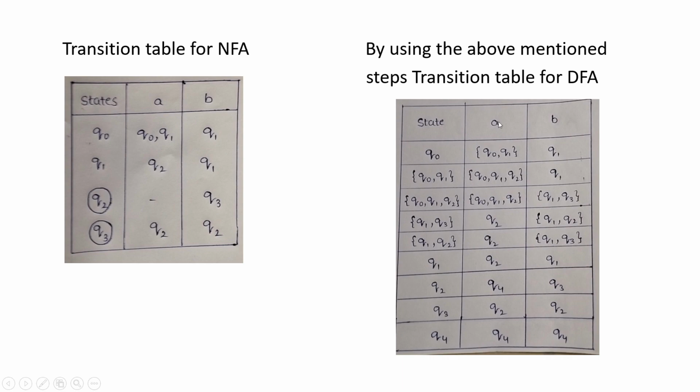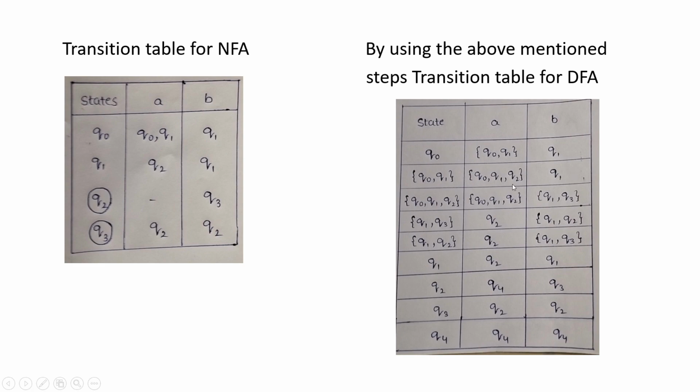Next, if I give input A to Q0 and Q1, here Q0 and Q1 is considered as a single state, but in the previous transition table there is no state which is Q0 and Q1. So we need to describe where they are going. We need to merge those two states. So apply union for Q0 and Q1 when giving input A, that is Q0, Q1 and Q2. If I give input B to the Q0 and Q1 state, that is nothing but the union of Q0 and Q1 when applying input B, that is Q1.